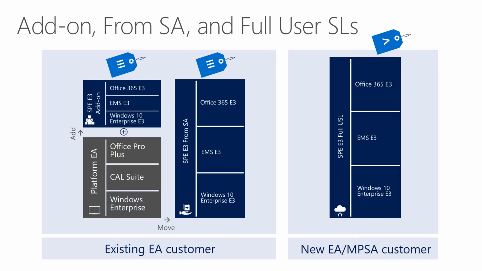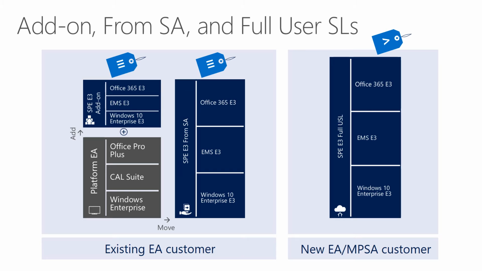Prices of course are different throughout the world, but take a look here. The add-on and the From SA licensing positions are about the same cost, which are both less than the full USL, and this is because they're aimed at customers who've been loyal EA customers. Now there are some conditions to be eligible for the From SA USL. I've said they're for existing EA customers, but there's another condition.